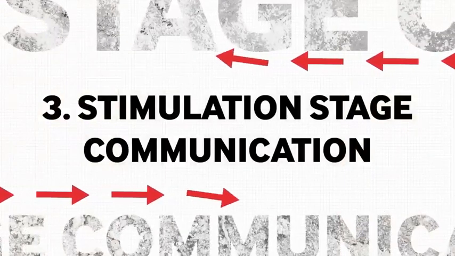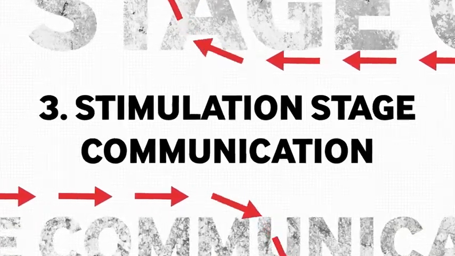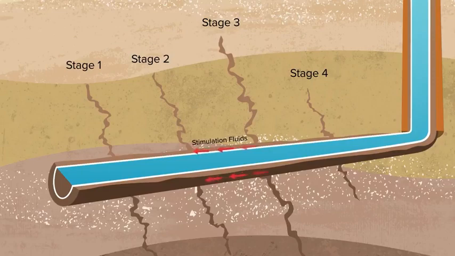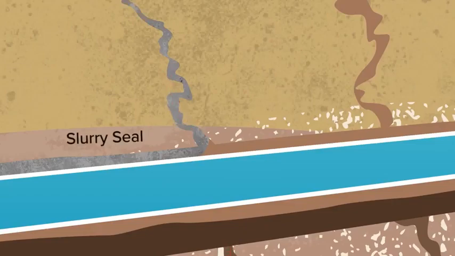Stage communication during stimulation describes when stimulation fluids travel to a prior stage. Prevention methods include spacer fluids that are compatible with both the mud and cement, and a high-performance slurry to seal gaps in the annulus.